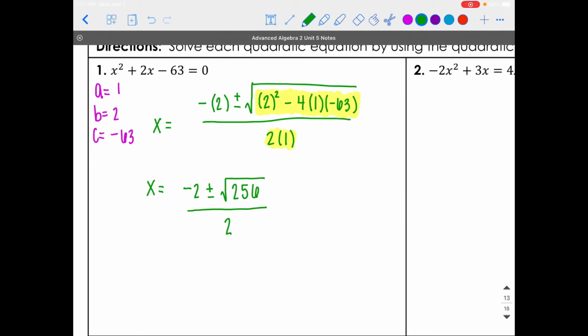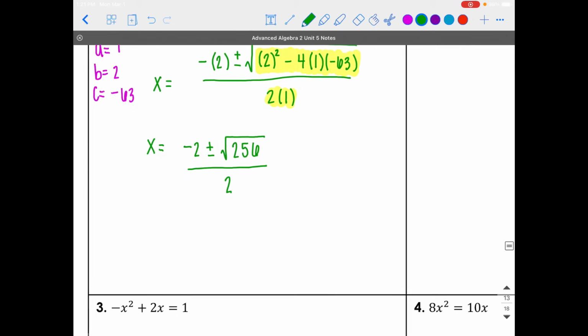Now we lucked out and we got one where we had a perfect square. The 256 is a perfect square, so that simplifies to negative 2 plus or minus the square root of 256, which is 16, all over 2. It won't always be that you get a nice whole number there. That might have been the square root of 200, which does not give me a nice whole number.